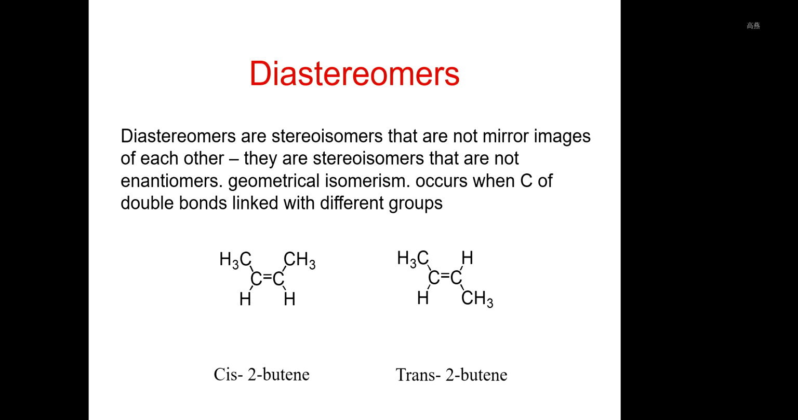However, if you take a close look at this, if the carbon atom is linked with the same groups, then there are no stereoisomers, right? That means they are the same if you rotate them. So there are actually two types of stereoisomers, enantiomers and diastereomers.